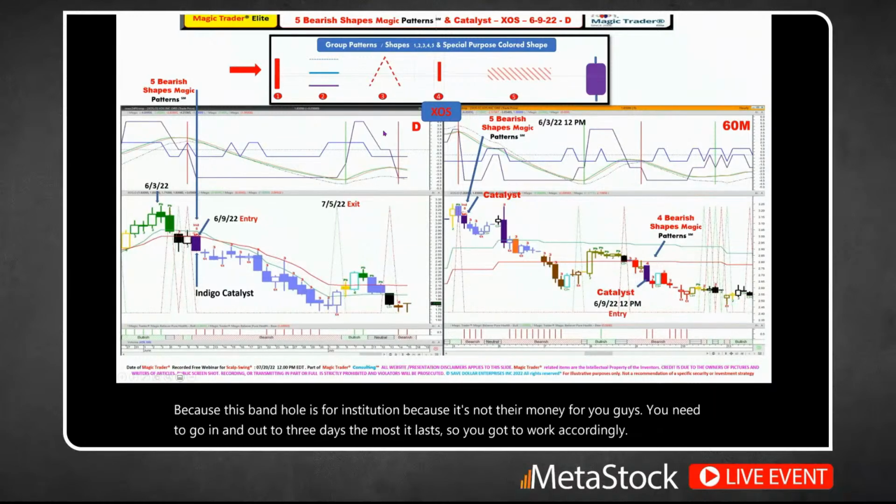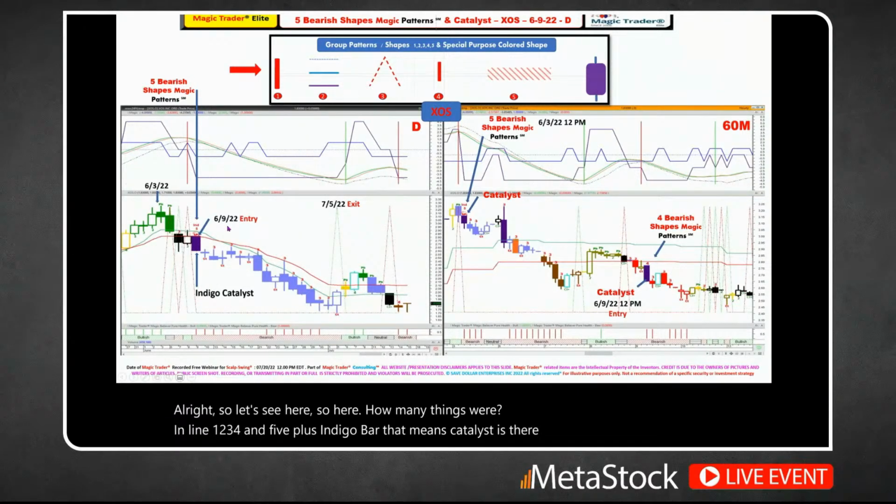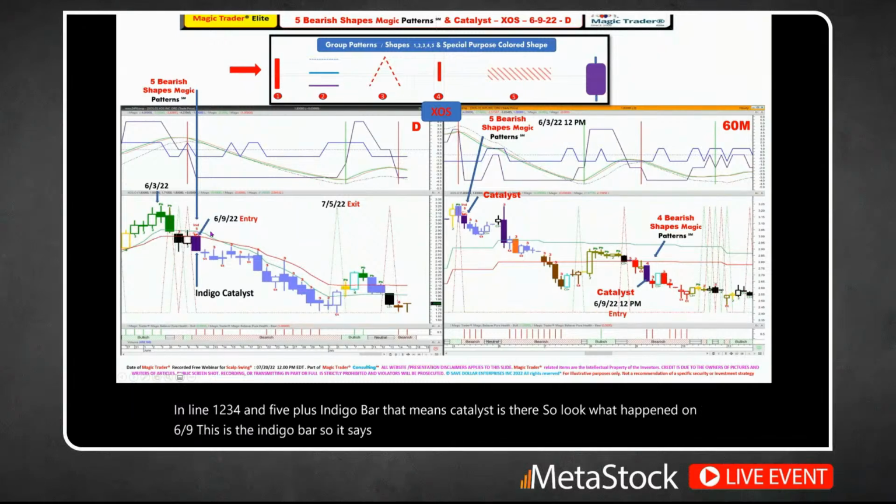All right, so let's see here. How many things were in line? 1, 2, 3, 4, and 5, plus the indigo bar. That means the catalyst is there. So look what happened on 6/9. This is the indigo bar. So it says a 5. That's what you need to know.